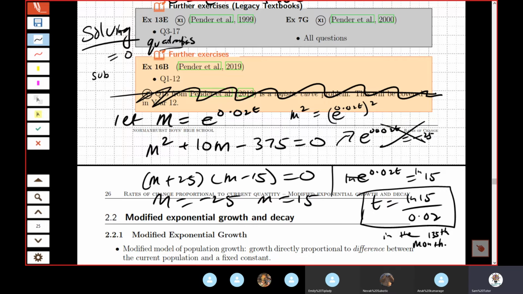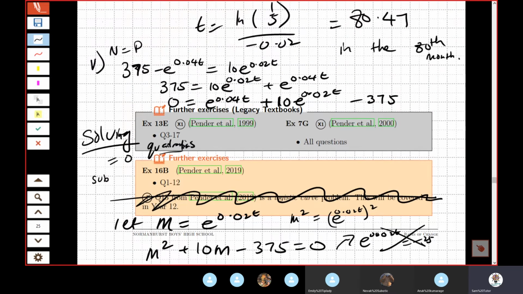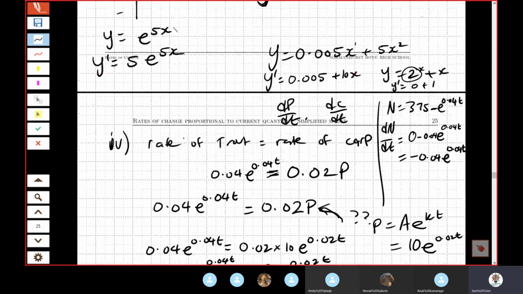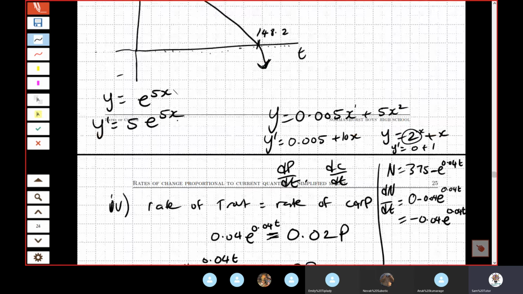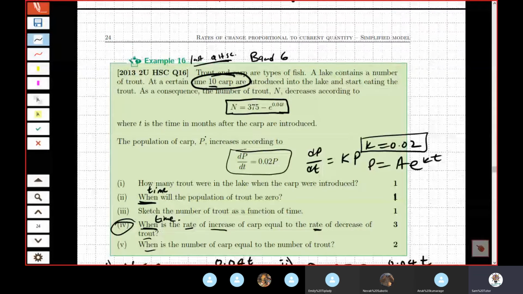If you want to write down the question on paper, that was 2013, 2-unit HSC. I'll just scroll down again. Everyone for time, I'm doing well.